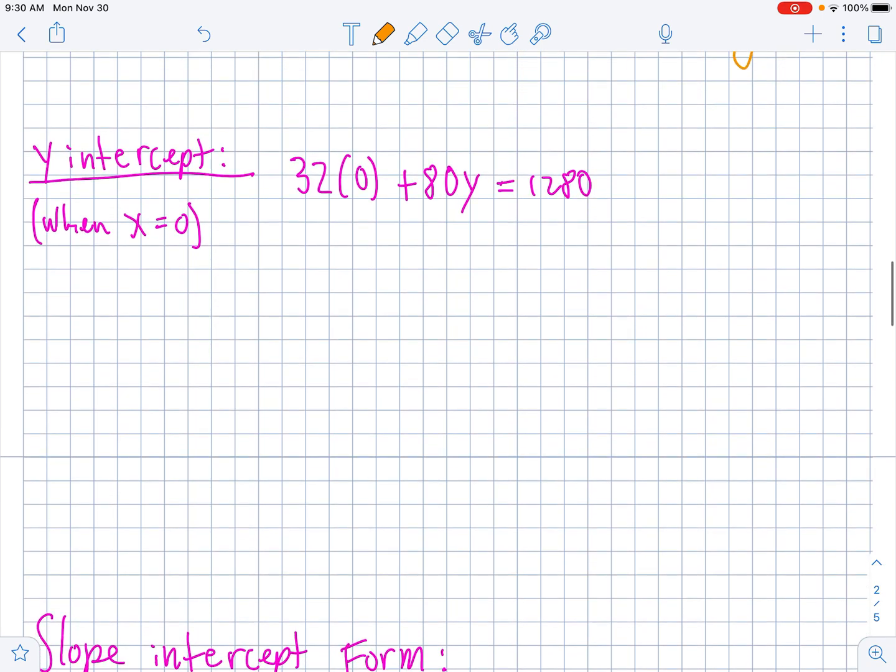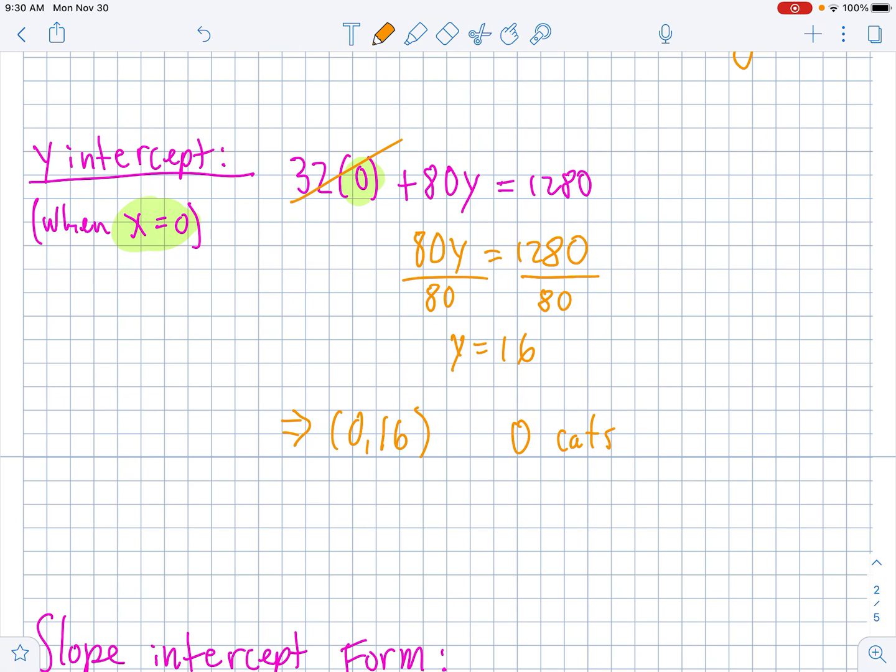If we find the y-intercept, which remember, to find a y-intercept, you need to do the opposite and make x 0. So if you put an x of 0 in here, that's going to get rid of that whole part of the equation. And we'll just get 80y is equal to 1,280. And then divide 1,280 by 80 and get 16. Oh, sorry, I forgot to show my steps. Divide both sides by 80. Y is equal to 16, which means that the point (0, 16) is the y-intercept. This means they could have 0 cats and 16 dogs.